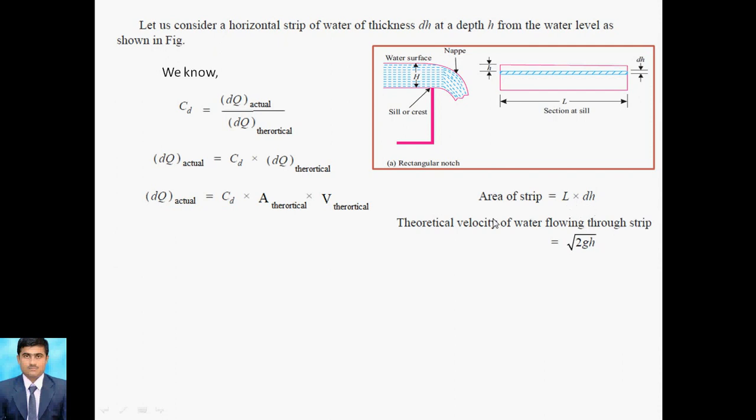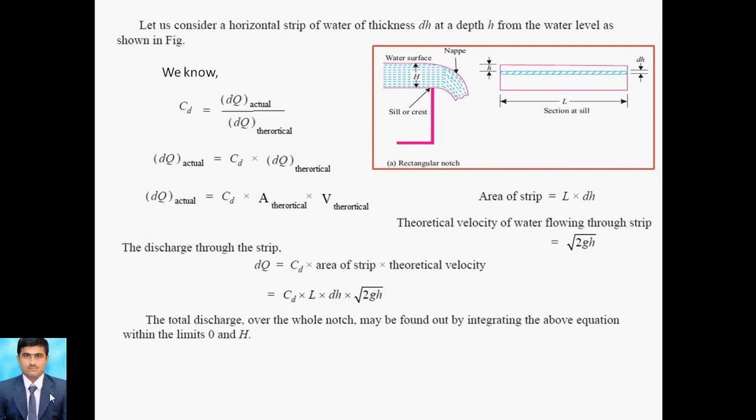Now we put the values of L dh and root 2gh here. The equation for the discharge through the strip becomes CD into area of strip into theoretical velocity. Put CD as it is, A theoretical is nothing but L dh, because that is the area of the strip, and theoretical velocity is root 2gh. So this is the smallest elemental discharge through a strip.